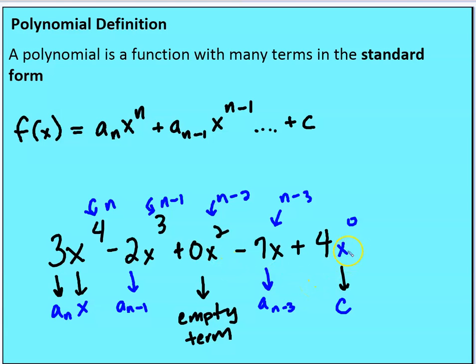Okay, so this is where x to the 0, which is going to be 1, is going to be your constant. All right, so I have decreasing integer values of the exponent. That's how you write it in standard form, from highest descending to lowest, or the constant value.